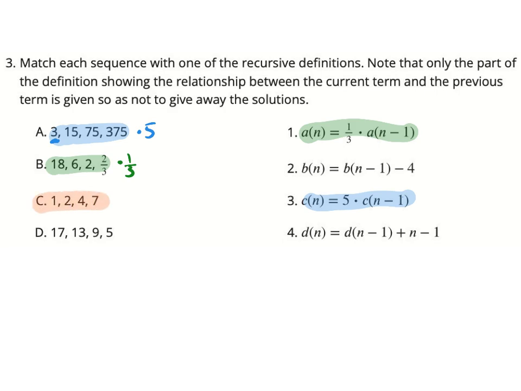This one is going to match this one, and let's work our way through 17, 13, 9. Oh, so this is minus 4. So this is just minus 4. And this one matches that one.